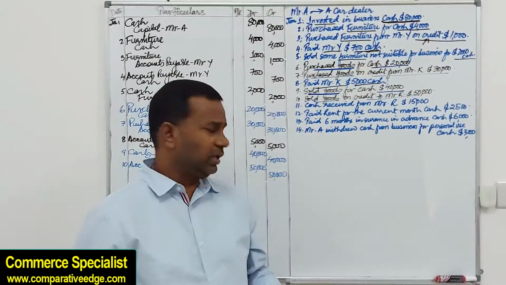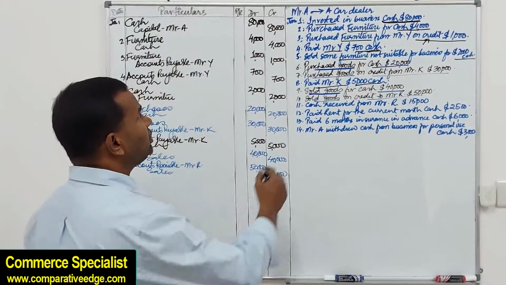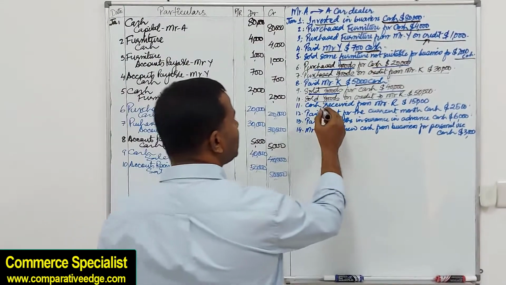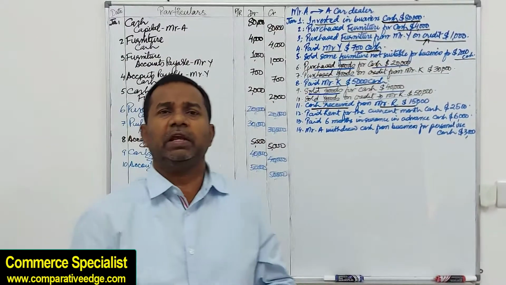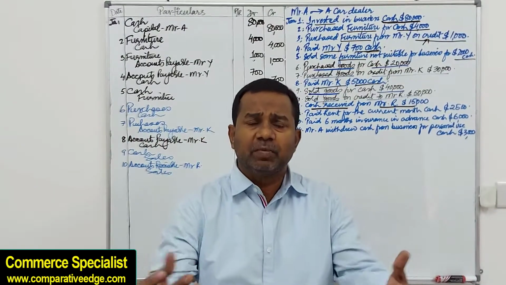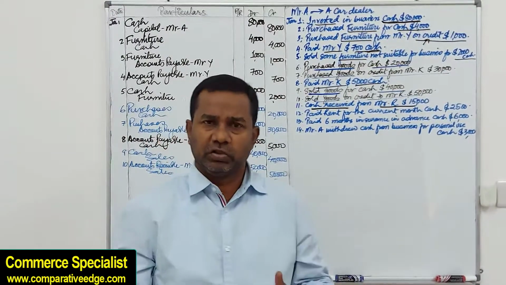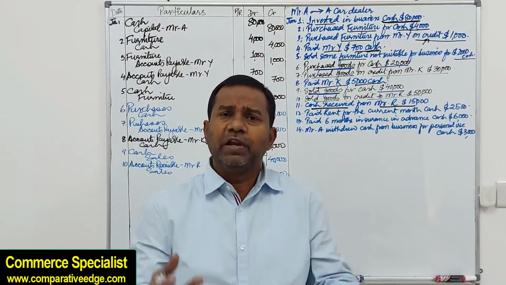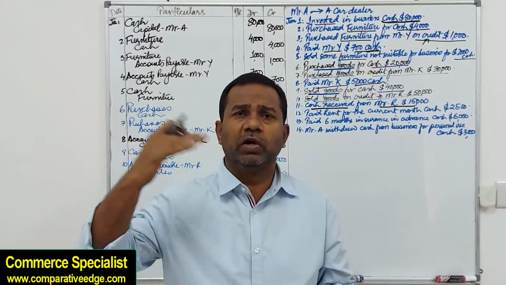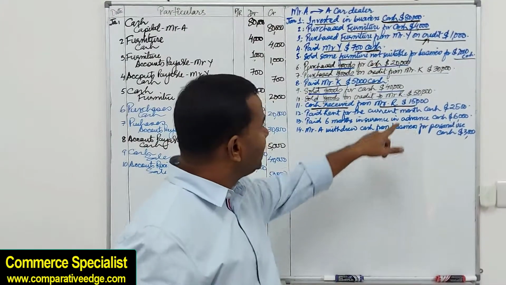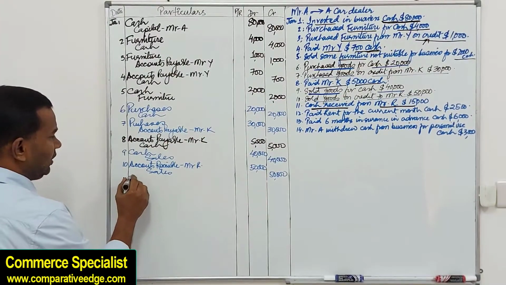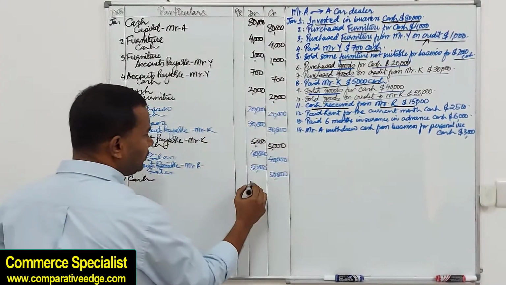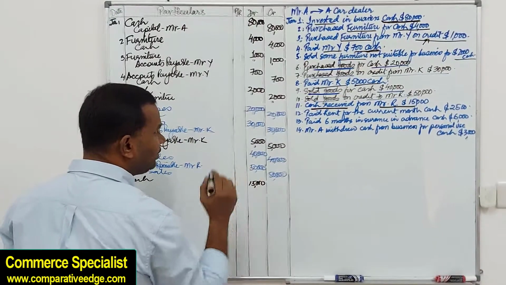Coming to entry number 11. What happened on January 11? Cash received from Mr. R. Your customer is paying you money. The business is receiving cash. Cash is an asset. So if you are receiving cash, the cash balance is going up, assets are increasing. How much are we receiving? 15,000. So I'm going to debit cash 15,000. That is increase in an asset.